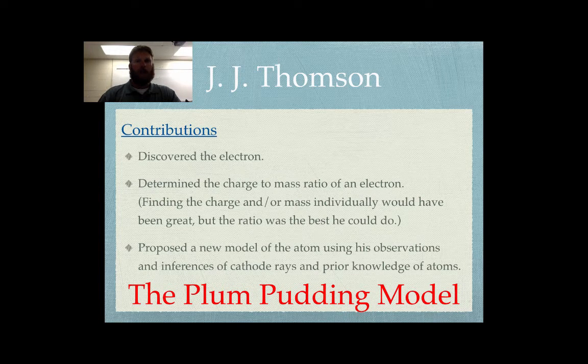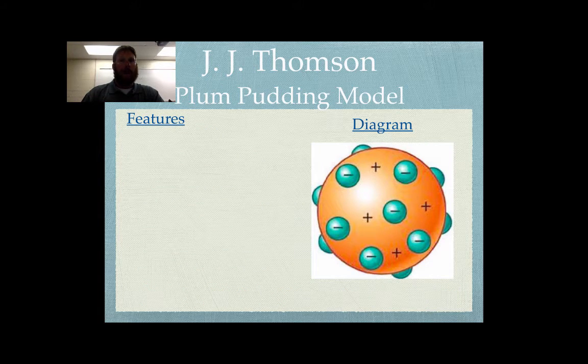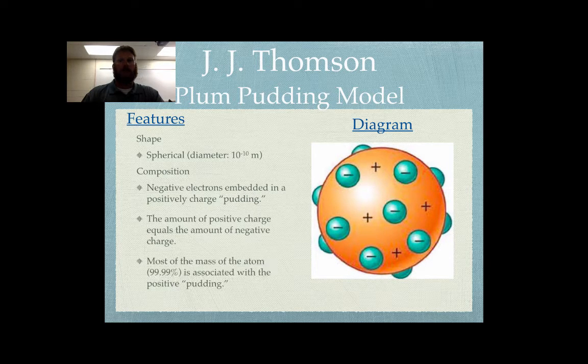Now, backing up to that second one, he wanted to determine just the charge or just the mass of the electron, but he didn't have the technology to be able to do that. So, what did his model look like? Well, something like this picture here. The atom is still a sphere with negatively charged electrons embedded into a positively charged mass. Electrons were the plums, and the positive mass was the pudding.